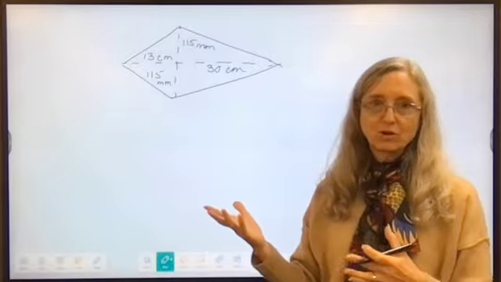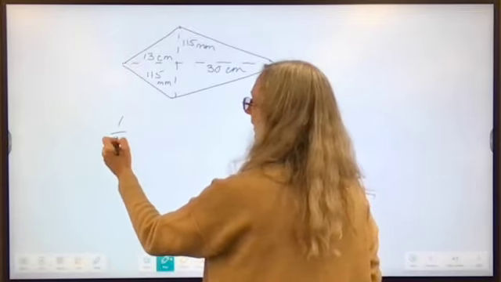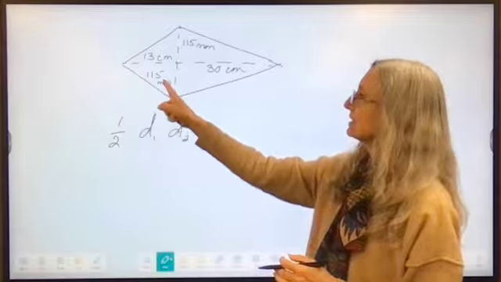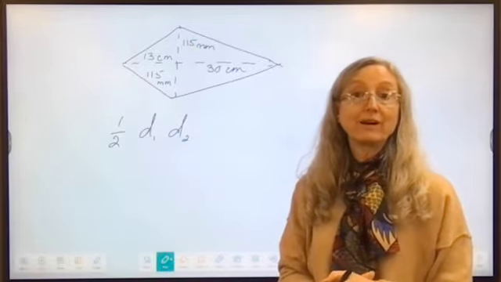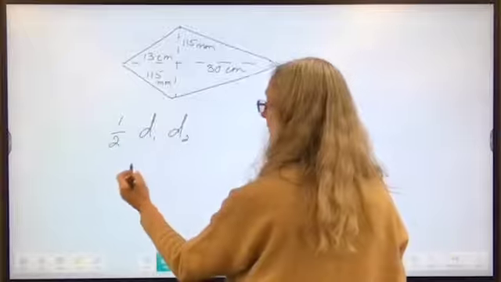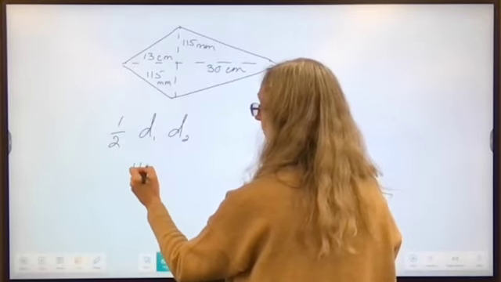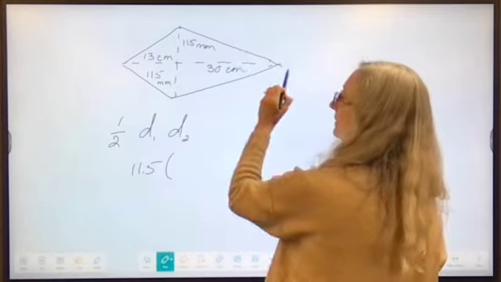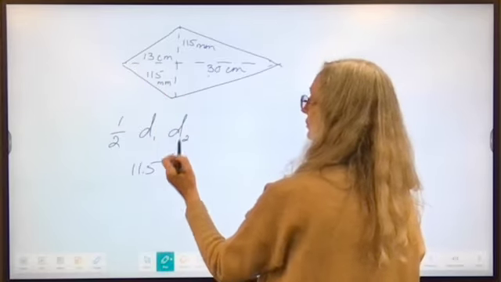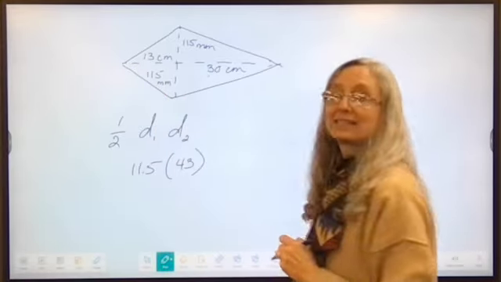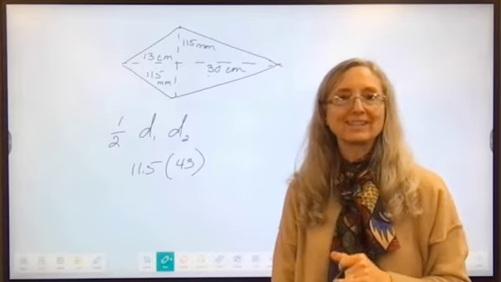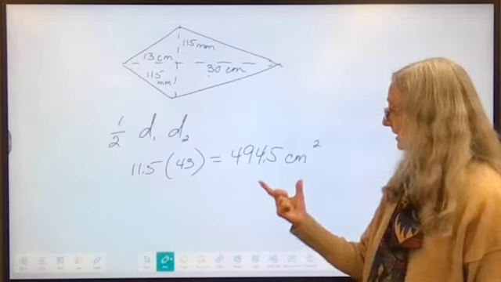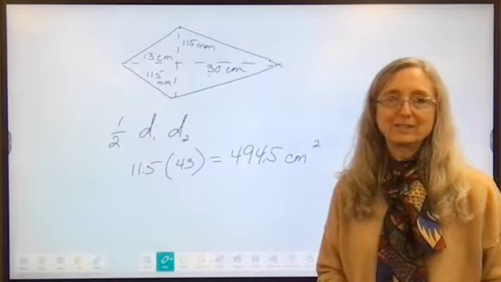And then you can go accordingly. So if I have 1/2 diagonal 1 times diagonal 2, I think what I'll do is, since this is 11.5 and 11.5, I'll just half that diagonal. I'll do half of that diagonal is 11.5. I'm switching to centimeters. And I'm multiplying that by the entire other diagonal, which is 13 plus 30, or 43 centimeters. That will give me my area in square centimeters. So the answer when I'm all done is 494.5 square centimeters.